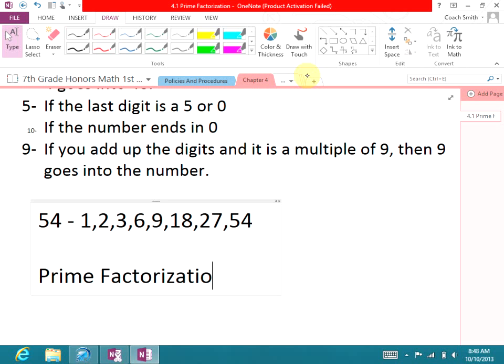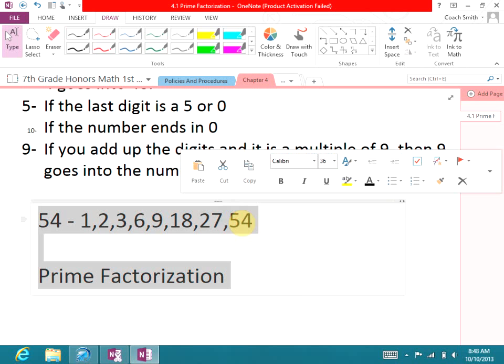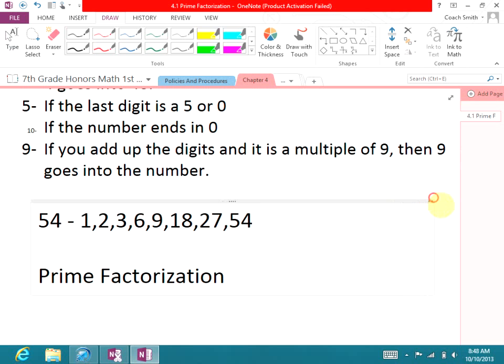Everybody's favorite. Right? Everybody loves prime factorization? Do what? Yeah, I know, isn't it? All right. It's better than money, huh? It's better than $1 million.